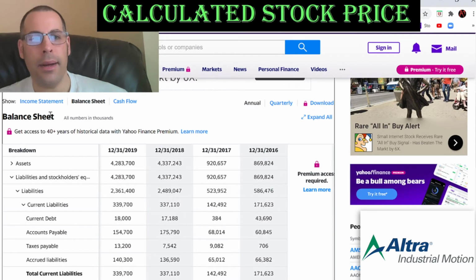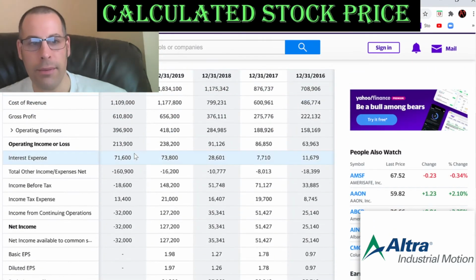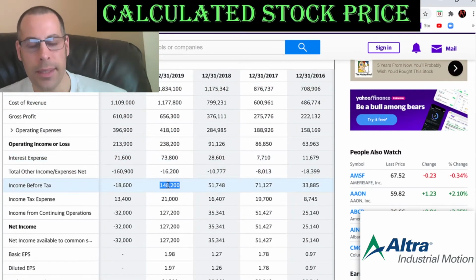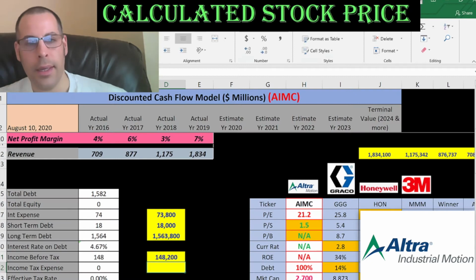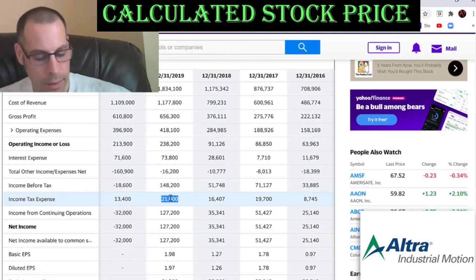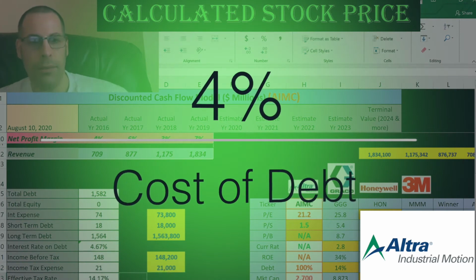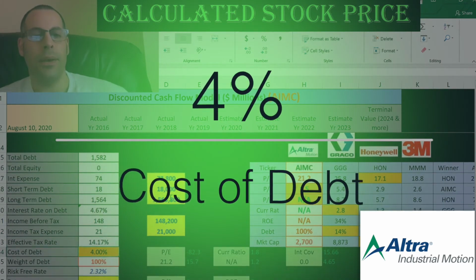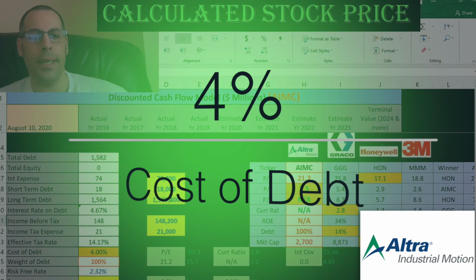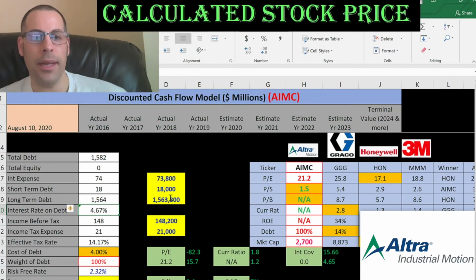Interest payments on debt are tax deductible, so let's get their effective tax rate. Income before tax $148 million. Income tax of $21 million. So their effective tax rate is 14%. The cost of debt is 4%. That's the interest rate, 4.7%, times 1 minus the effective tax rate.